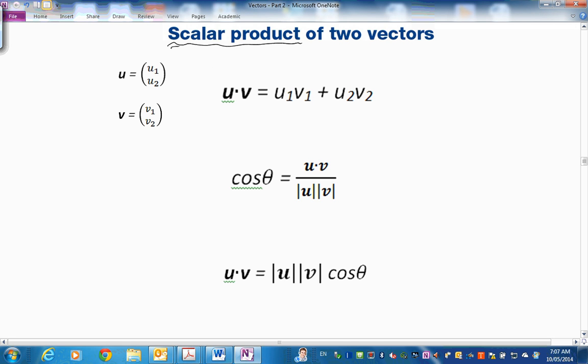Now, why is it a scalar product? Well, it's not a vector. It's the sum of all those numbers. So it's just a number. So it's a scalar product.